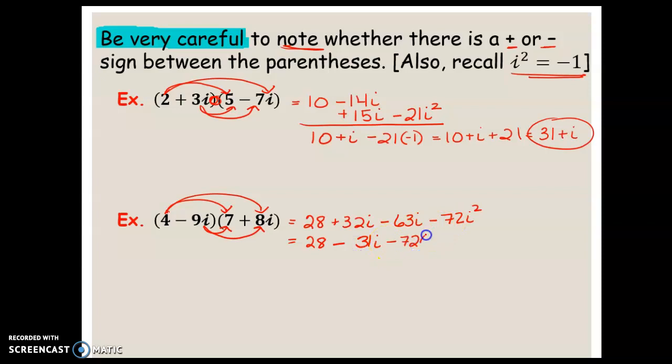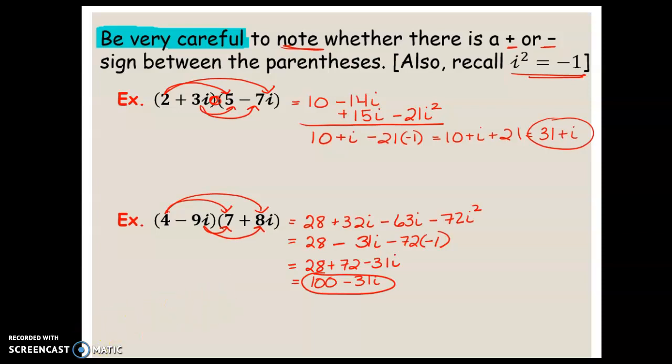Then I have negative 72 times negative 1 for the i squared. 28 plus 72 minus 31i. It's going to leave you 100 minus 31i. And that's your final answer. Okay?